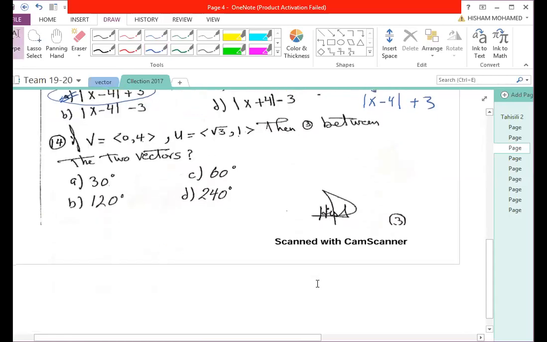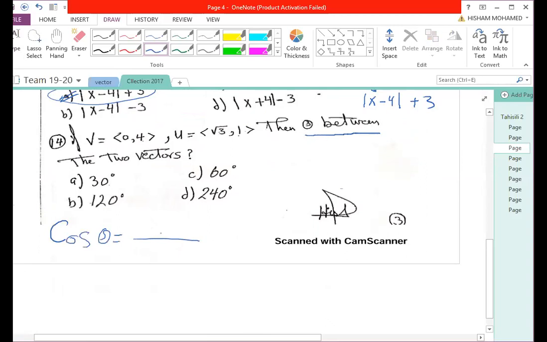Now, last one, a little difficult question for the vectors: how to find the angle between two vectors. We know that the cosine of the angle is equal to v dot u, the dot product, over the absolute value of v multiplied by the absolute value of u.